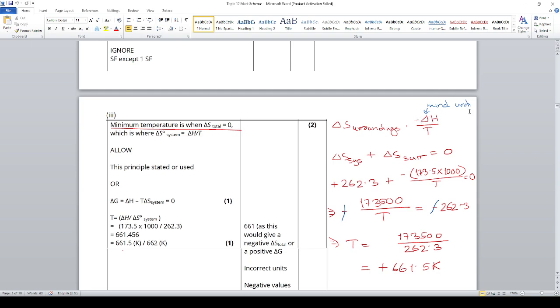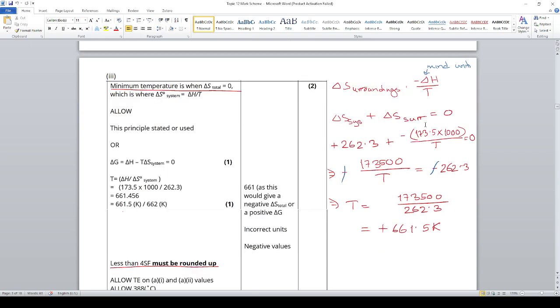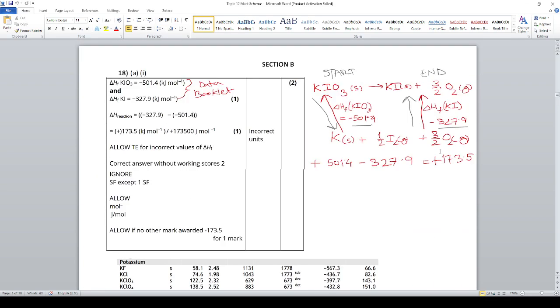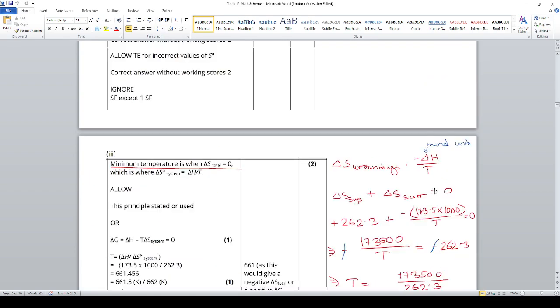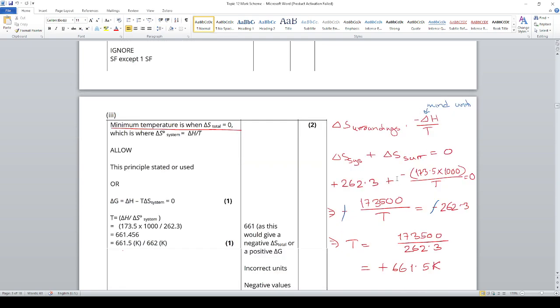Remember this. Be careful about the units. Enthalpy is typically calculated in kilojoules, but entropy is calculated in joules. So we need to do a conversion here. That's why it's times 1000 over here. And then we also have to turn the sign negative. This enthalpy was a positive enthalpy. This reaction is an endothermic reaction. So when we come here, we're minusing that. So it's turning into a negative entropy divided by T.